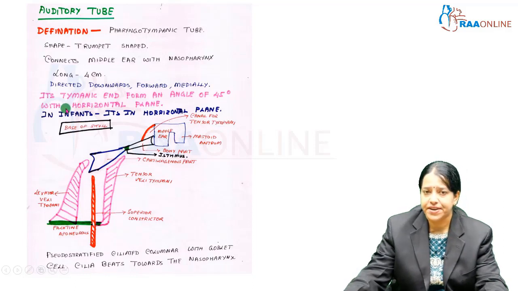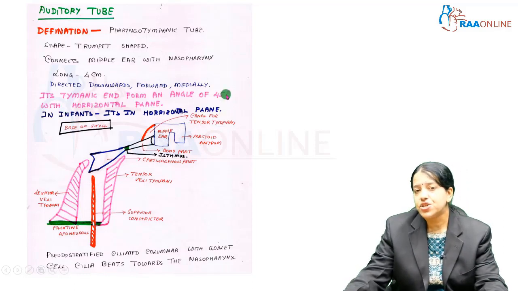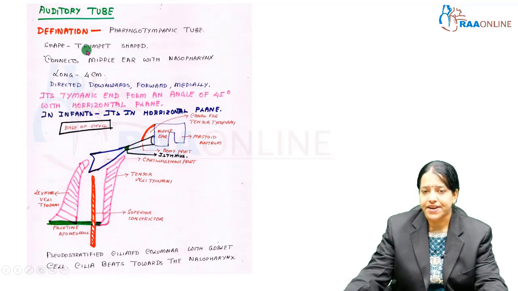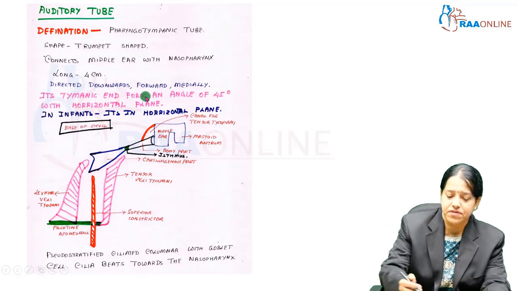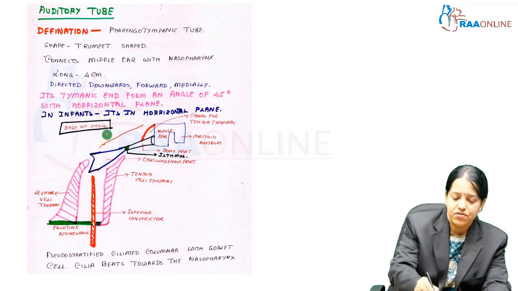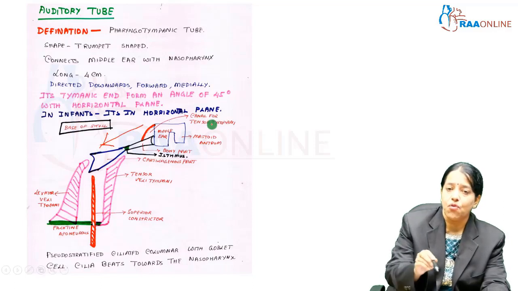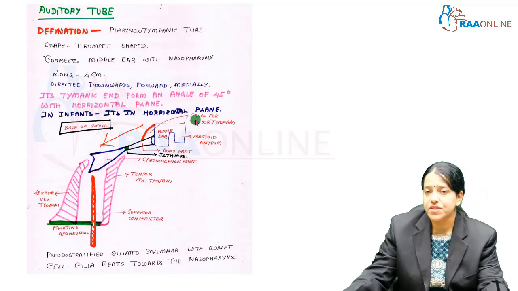How is the direction of the tube? The tube is directed downwards, forwards and medially. If it is exactly in this way, it is downwards, forwards and medially. The direction of the tube is always downwards, forwards and medially.